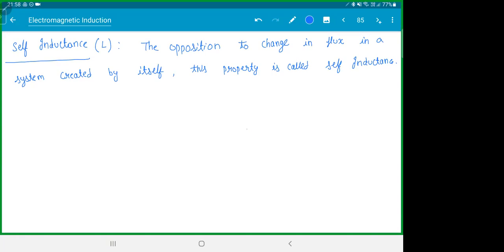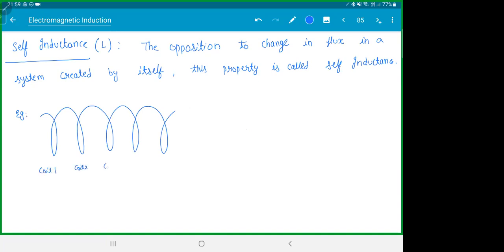So what is exactly happening here? Imagine you have a solenoid. Let's say this is coil 1, coil 2, coil 3, and so on. When the current starts flowing in the coils, what will happen? You start getting magnetic field lines. Now see what happens. The magnetic field due to the first coil will enter the other coils.